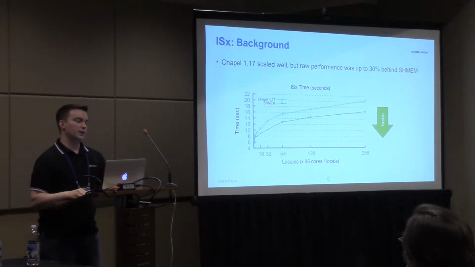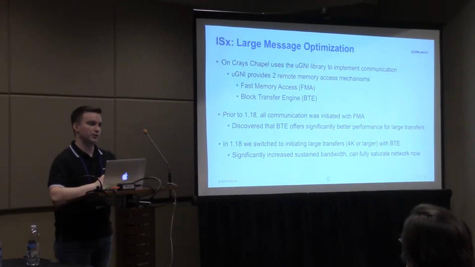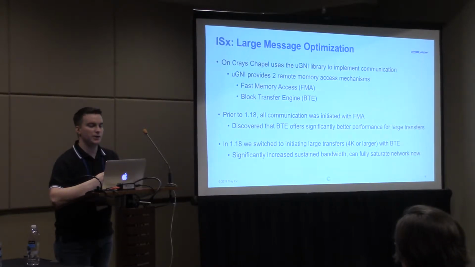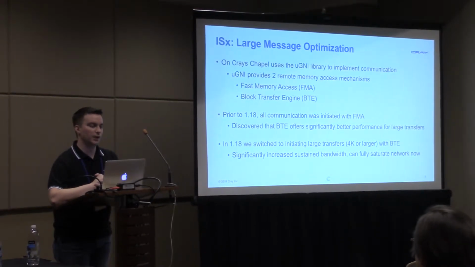As I mentioned, most of this is about the all-to-all bucket exchange. What we noticed was that bulk communication wasn't as fast as it should be. It wasn't achieving the hardware peak. On Crays, we use the uGNI library to implement communication, and there are actually 2 different ways to implement remote memory access with uGNI. There's something called fast memory access, or FMA, and there's a block transfer engine, or BTE. Prior to 1.18, all of our communication was initiated with fast memory access. But what we discovered was that the block transfer engine actually offers significantly better performance for large transfers. So this is a pretty straightforward optimization. In 1.18, we just switched to initiating large transfers, anything that's 4 kilobytes or larger, with the block transfer engine.